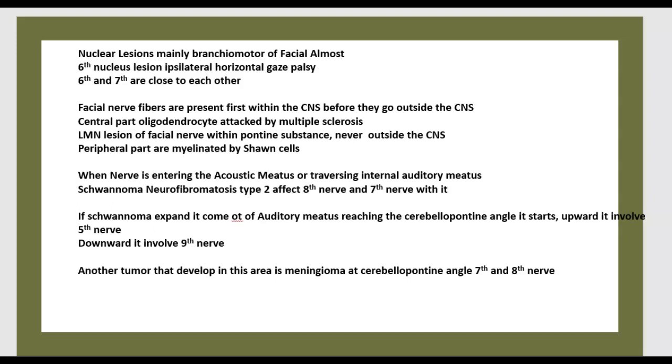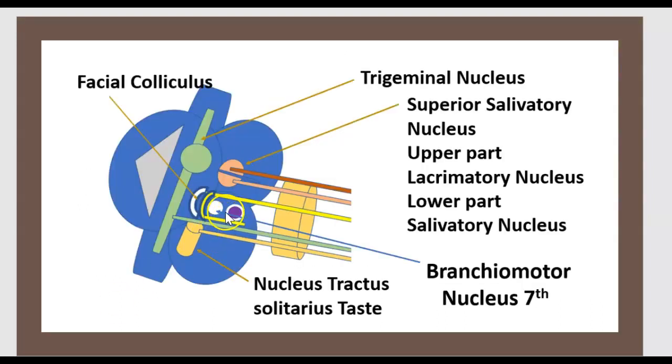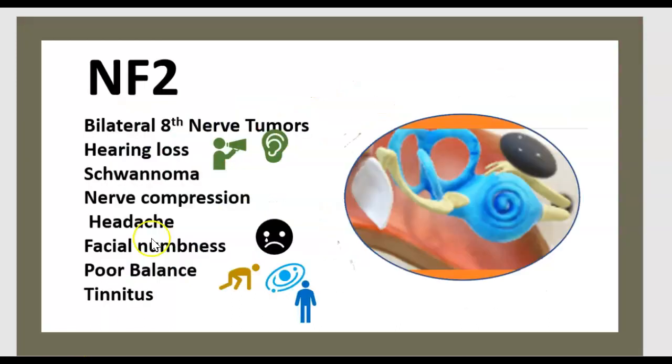The peripheral part is myelinated by Schwann cells. When the nerve is entering the acoustic meatus or traversing the internal auditory meatus, it's schwannoma, neurofibromatosis type 2. 6 and 7 branchiomotor are closer to each other. Schwannoma, bilateral 8th nerve tumor: hearing loss, nerve compression, headache, facial numbness, poor balance, and tinnitus.